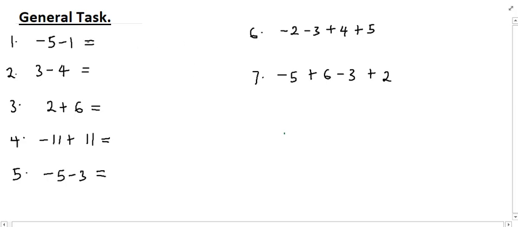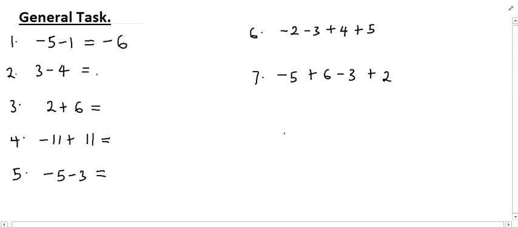So this is from rule 1, right? When numbers of the same sign combine, what do we do? We sum them and keep the sign. So this is minus 6. This is from rule 1. Minus minus, right? So minus 5 minus 1, we have to sum them. 5 plus 1 is 6, and then return the sign.